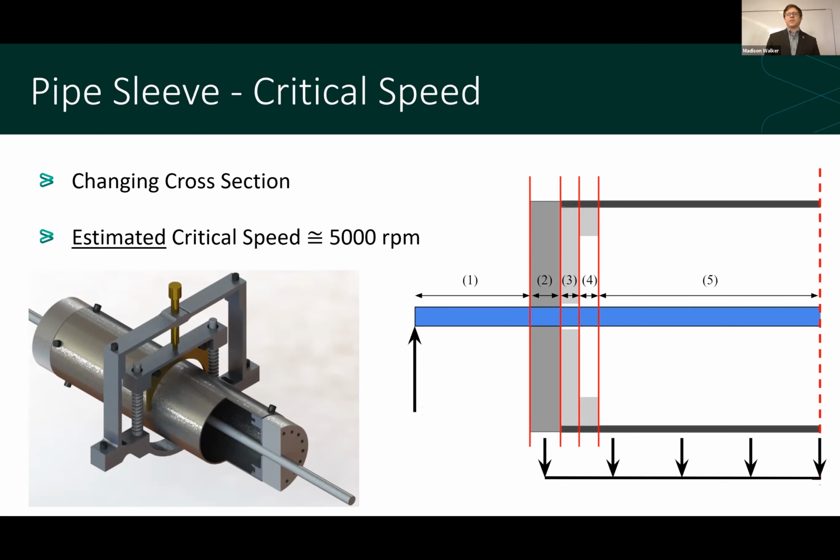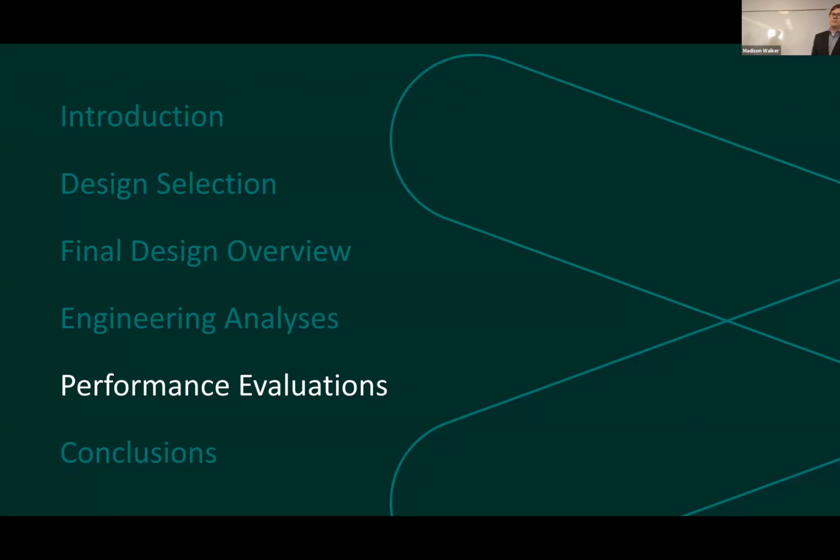So we did a very similar thing here. You can see the different sections subdivided. And doing this, we got a critical speed of about 5,000 RPM. We can reduce this by reducing the length of the pipe itself, which we'll probably end up doing in the future. Next up, let's talk about a little of the performance evaluation we did on our 10mm attachment.